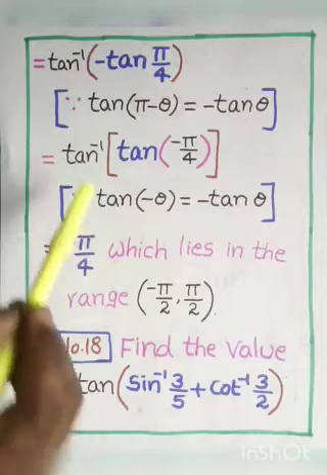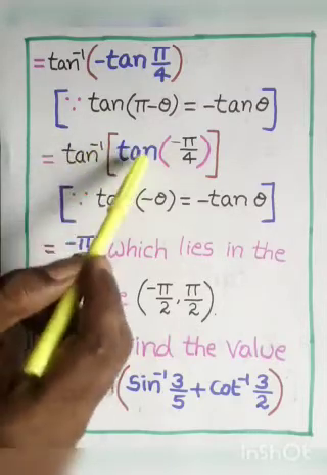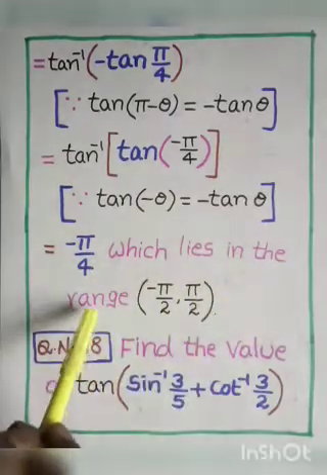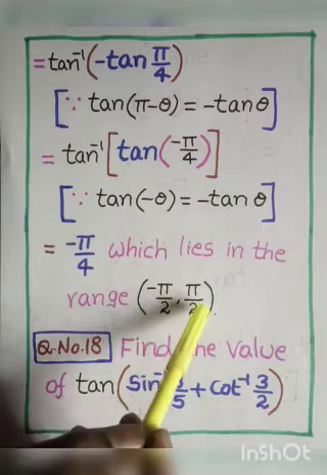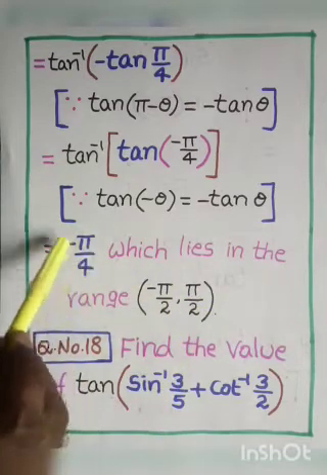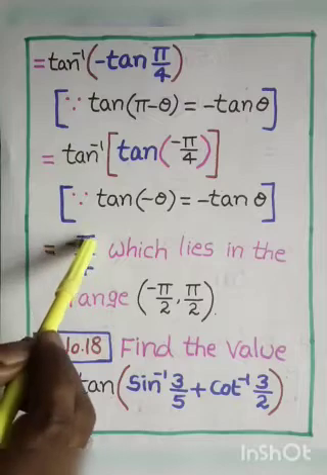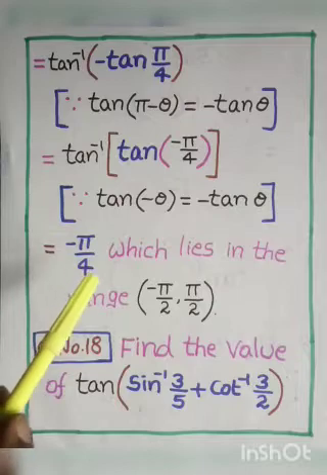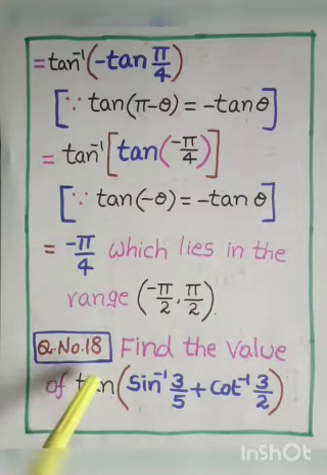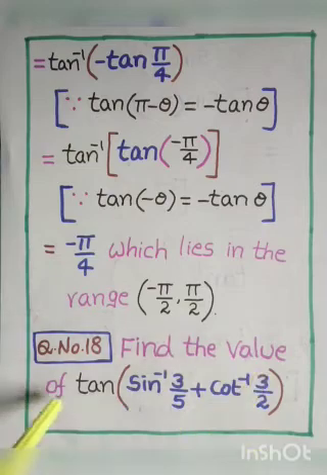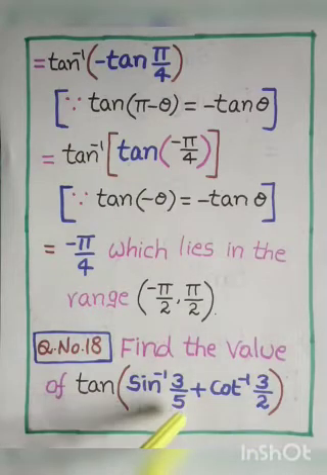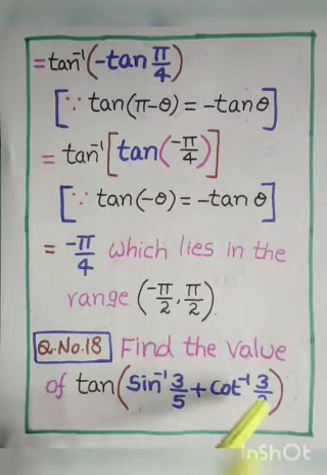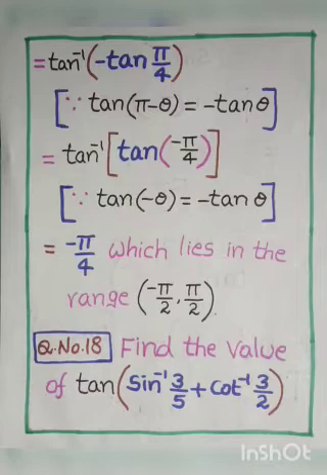Right. That is equal to tan inverse tan gets cancelled. We get minus pi by 4. This angle lies in the range open interval minus pi by 2 comma pi by 2. That is why we are taking this value minus pi by 4. We are considering this value. Understood this solution, my dear children? Right. Now come to the question number 18. Find the value of tan of sine inverse 3 by 5 plus cot inverse of 3 by 2. Now we have to find the value of this function. Okay, my dear children? Right.